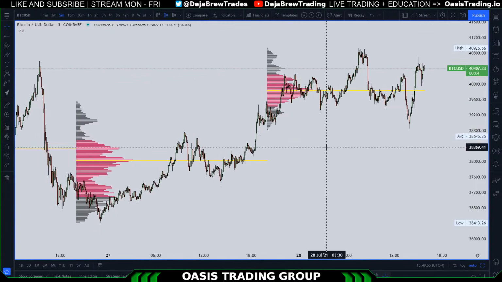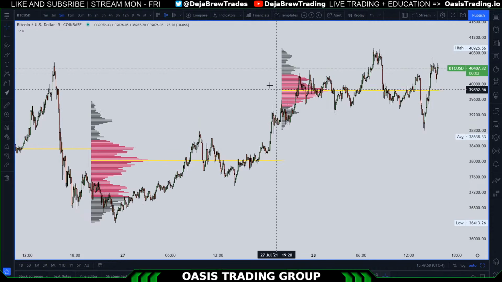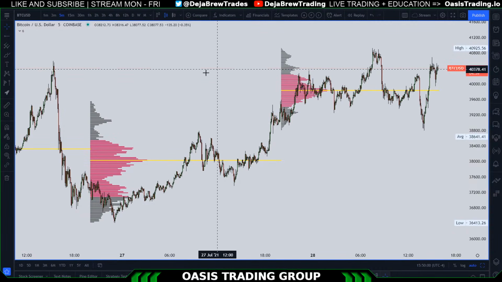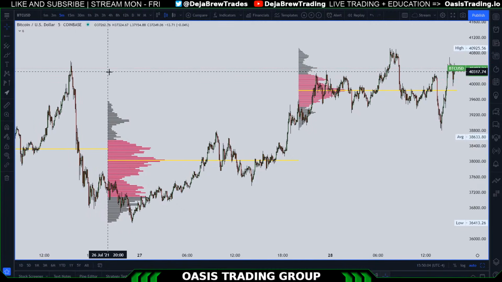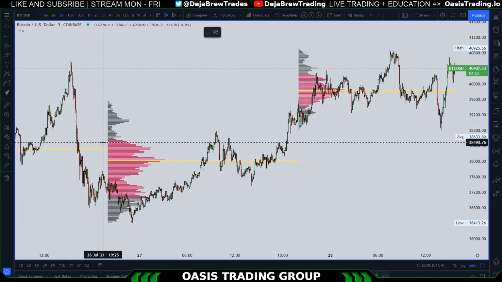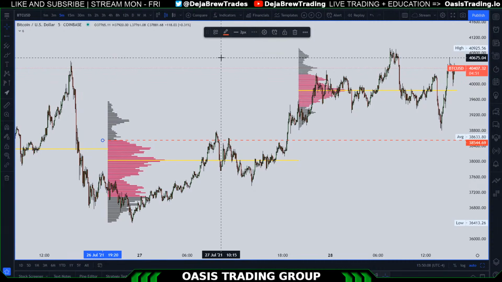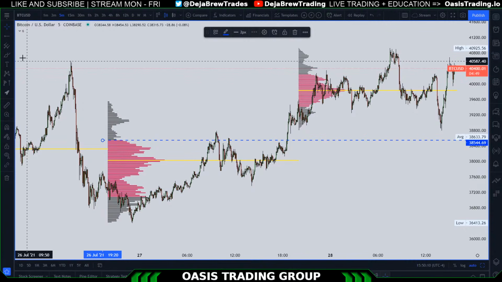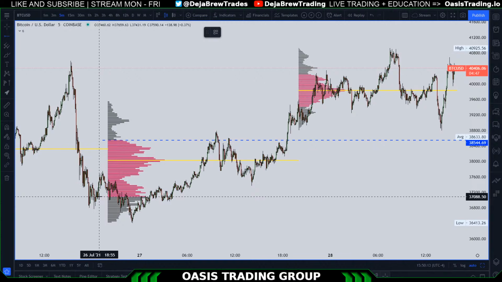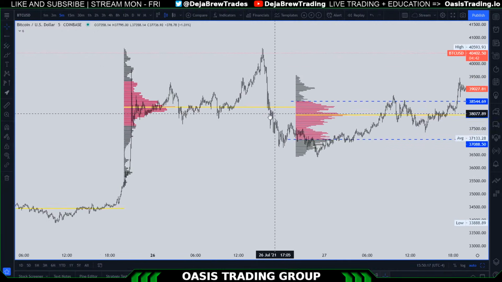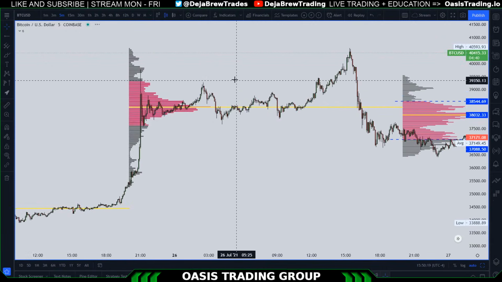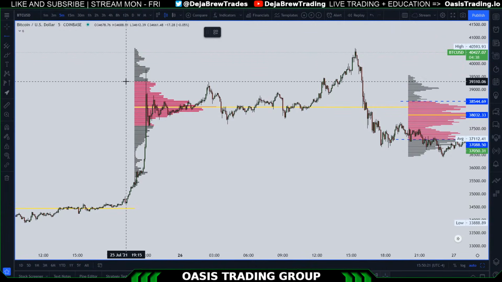So, like I said, the main topic for today is how to use your previous day's levels when you are starting fresh. What we can do is grab the value area high here. We can grab the value area low. We can grab the POC. And then if we want to, we can also grab this day as well.